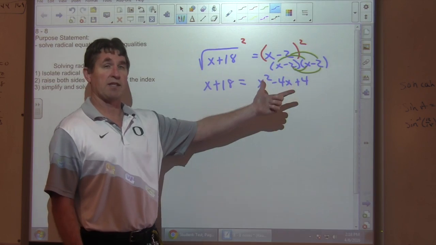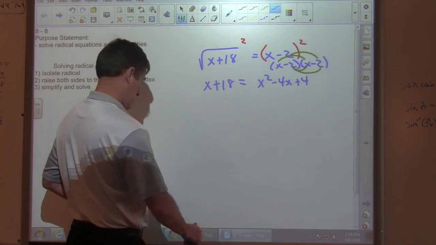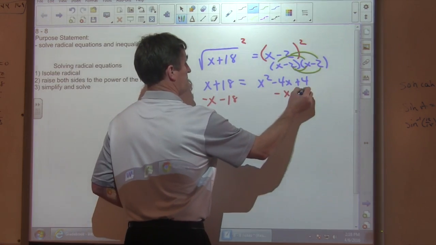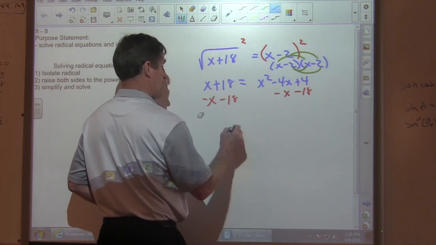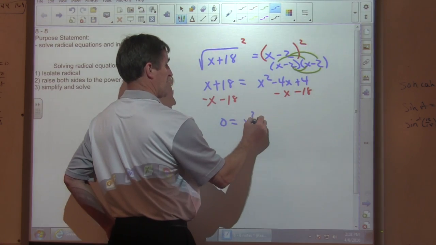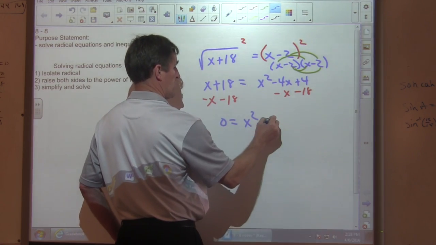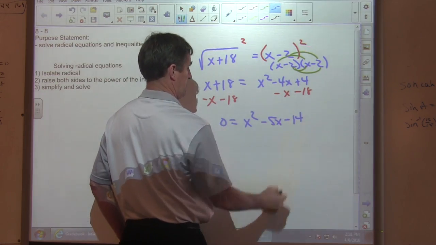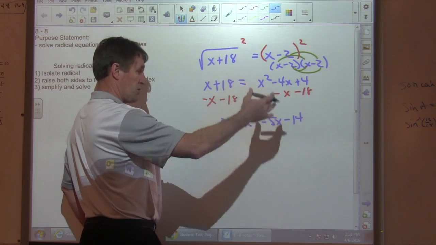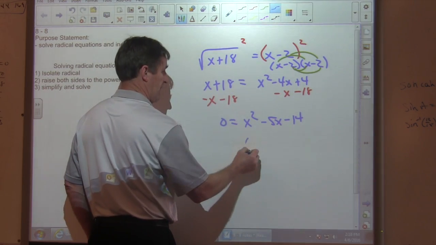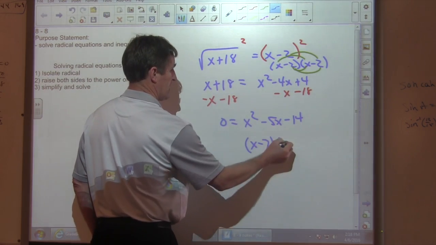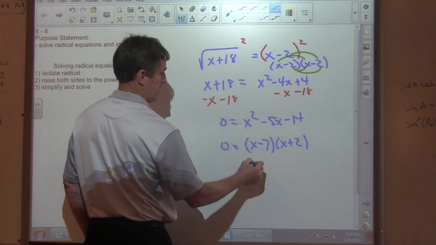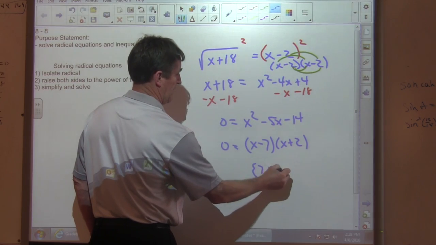So to solve quadratics, remember we want to set it equal to 0. So I'm going to subtract x and subtract 18. And so on this side we get 0 equals x squared minus 4 minus 1 is a minus 5x minus 14. And you want to factor that. Most use the x method. I'm just going to go ahead and factor that. That's x minus 7 and x plus 2. And so we get 7 or negative 2.